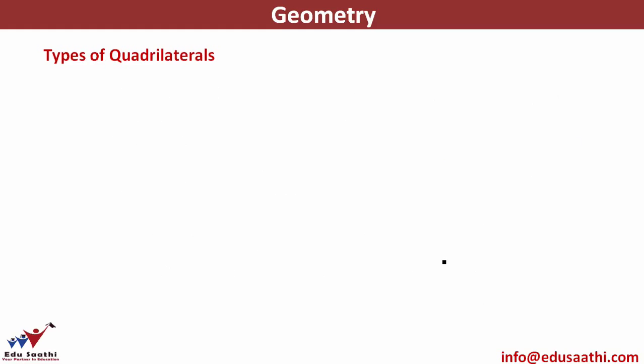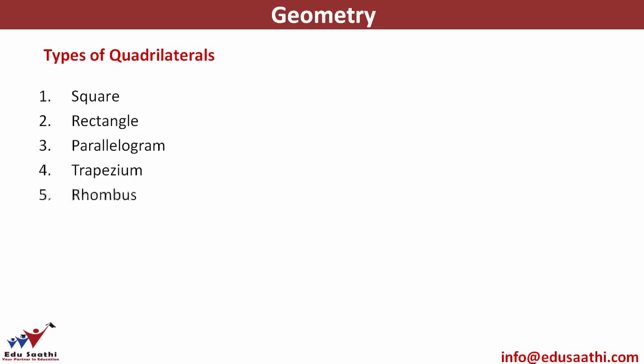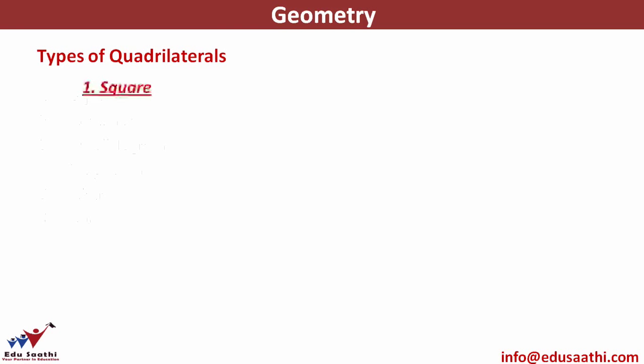Now, there are various types of quadrilaterals. In this presentation, we will be discussing square, rectangle, followed by parallelogram, trapezium, rhombus and kite. So these are the 6 types of quadrilaterals that we will be discussing today. Let's look at the first one, which is the square.